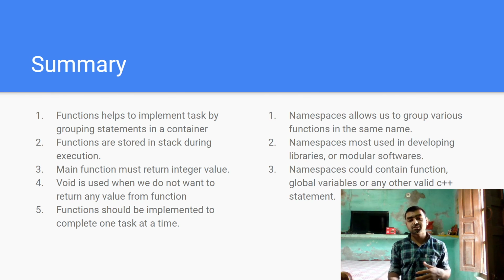Then we saw about namespaces. Namespaces allow us to group various functions in the same name. Namespaces are mostly used in developing libraries or modular software. Modular software simply means that you can separate your software into multiple files and then you can include all those files, and you can write the software in form of modules. For example, you can have a file module which just has all the functionality that the file menu should offer, and you can simply have edit module, view module, all that stuff. Okay. Namespaces could contain functions, global variables, or any other valid C++ statement.